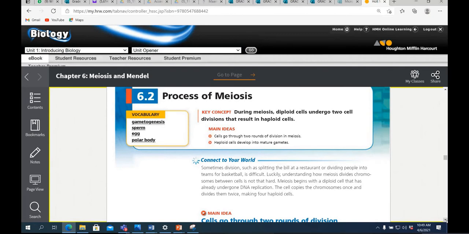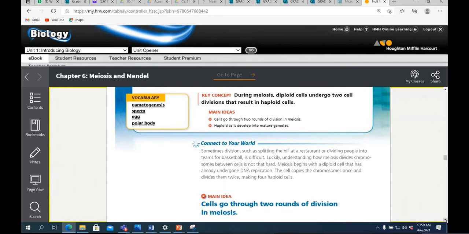The diploid cells, meaning the cells which determine the sex, they undergo 2 cell divisions. Okay, unlike in mitosis, there is not only one, but in meiosis, there is meiosis 1 and meiosis 2 which take place that result in the haploid cell. So we'll discuss about it in detail. The main idea for this topic is cells go through 2 rounds of divisions in meiosis, meiosis 1 and meiosis 2, and haploid cells develop into mature gametes.